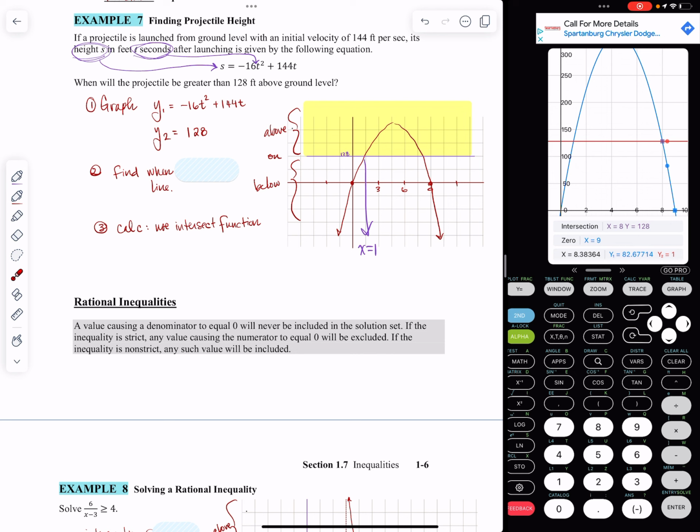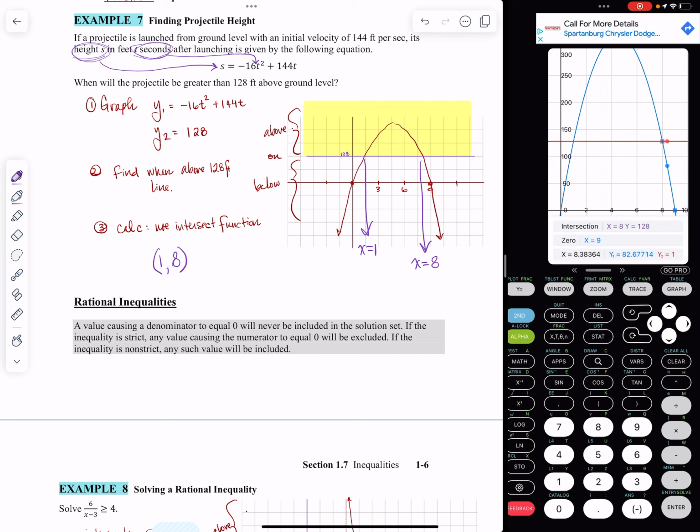And this time you'll notice that the second time I intersect that 128 feet is at an x value of 8, or 8 seconds. So let me unhide this tape. You want to find when it's above 128 feet. And so what we notice is that starting at 1 second, really right after 1 second, and all the way right up to 8 seconds, my projectile is above that 128 foot line.